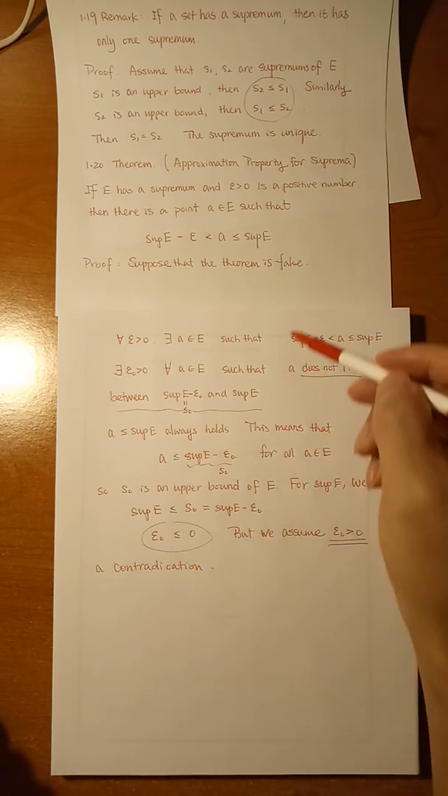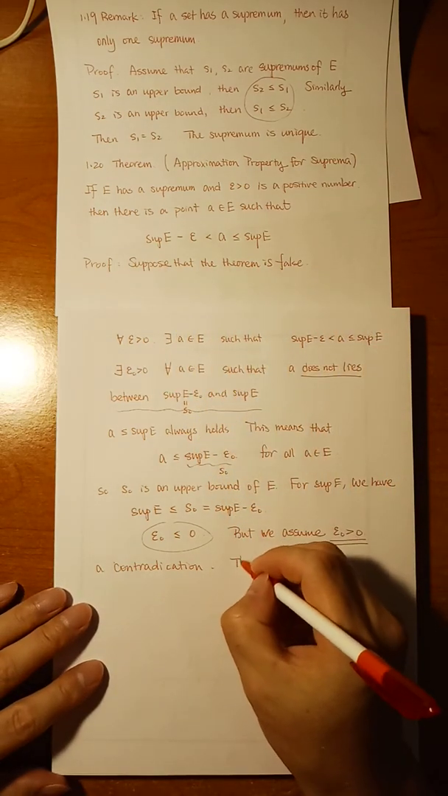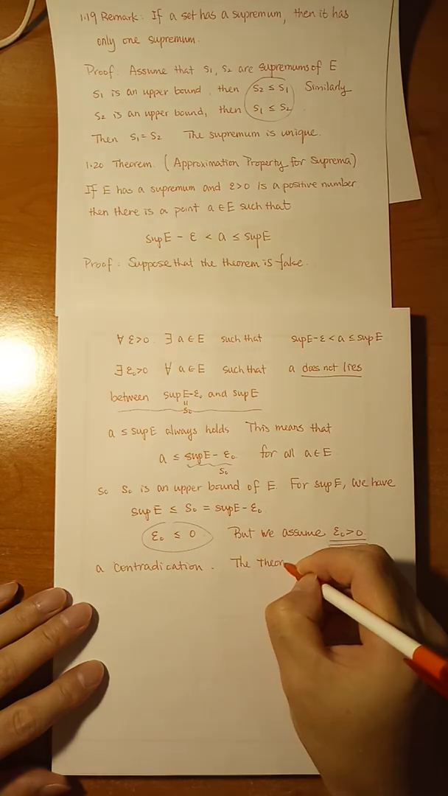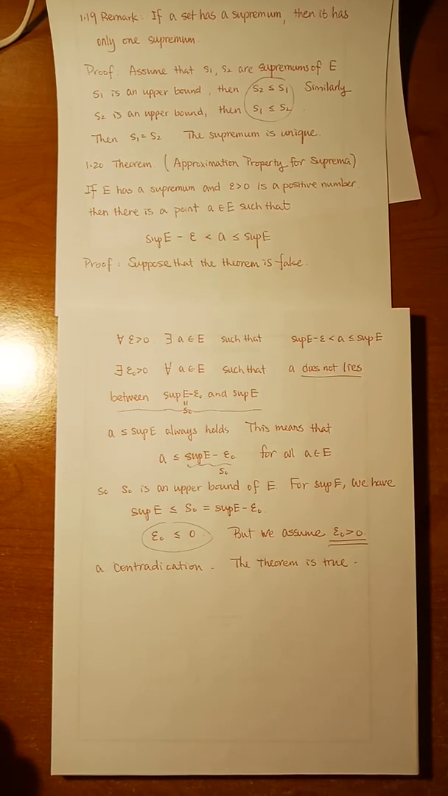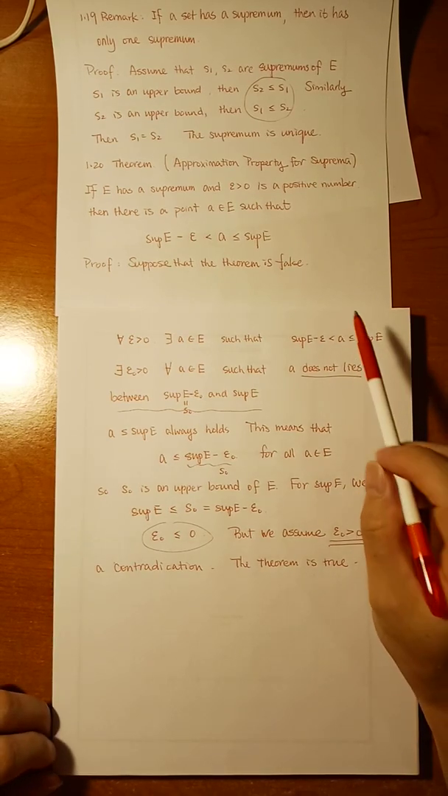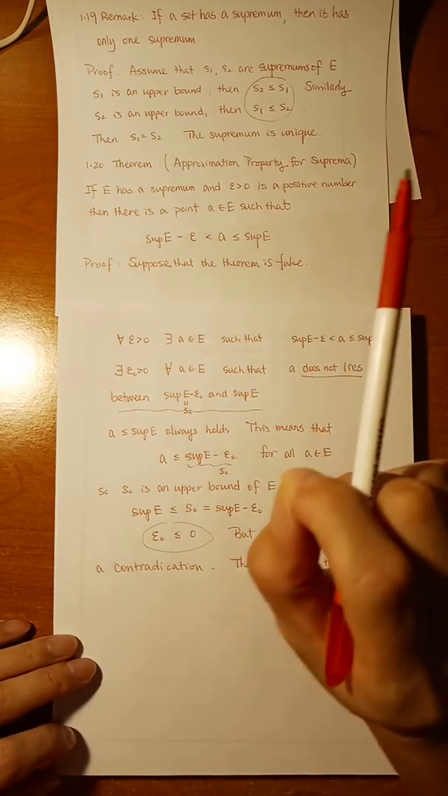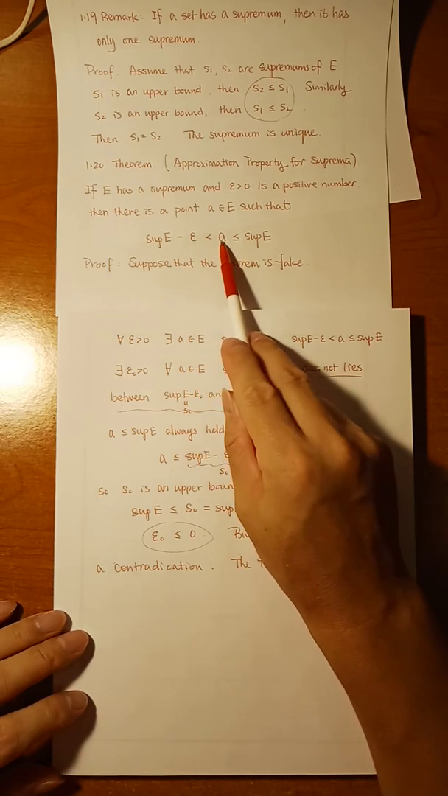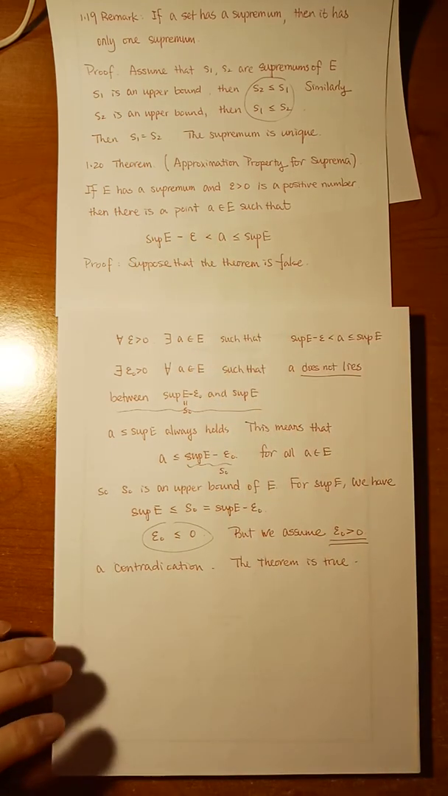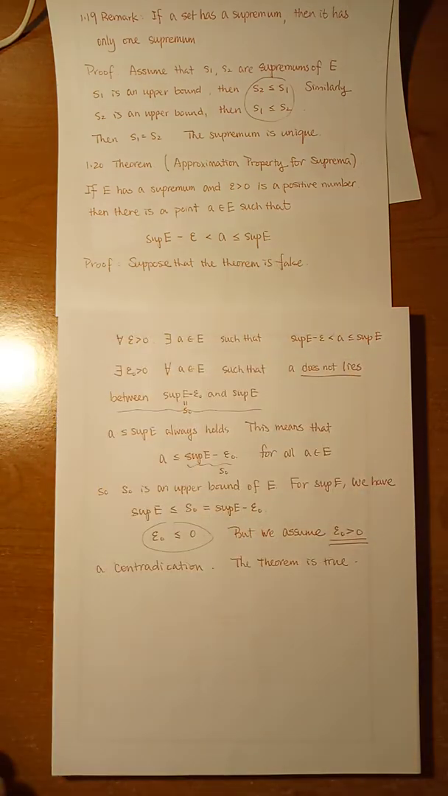And this contradiction comes from your assumption. You suppose the theorem is false, so the theorem is true. The theorem has to be true. Okay? So you have a supremum and you subtract from the supremum a tiny positive number, then definitely this is not an upper bound. Some element from the set will be greater than it. Okay, so that's an approximation. A is very, very close to the supremum.